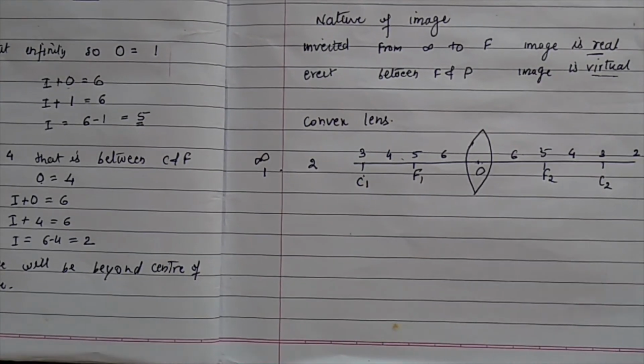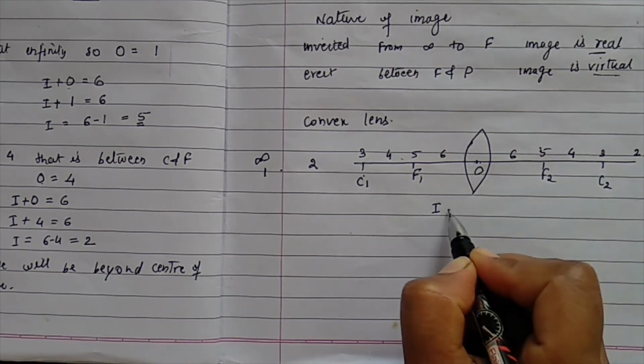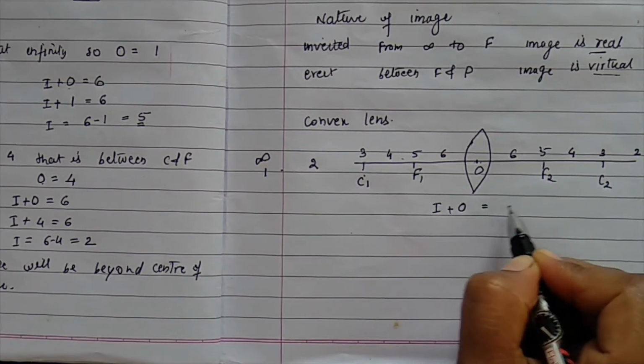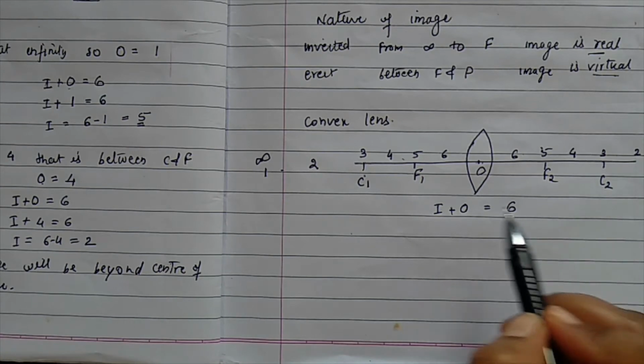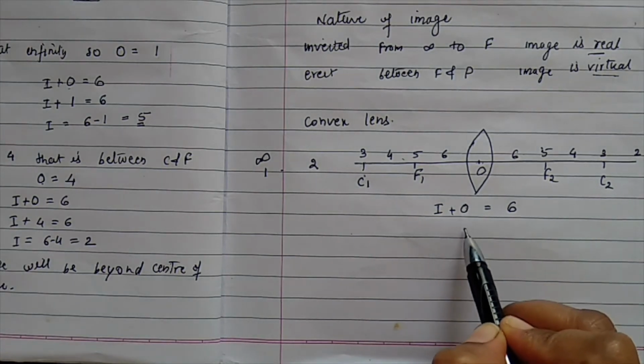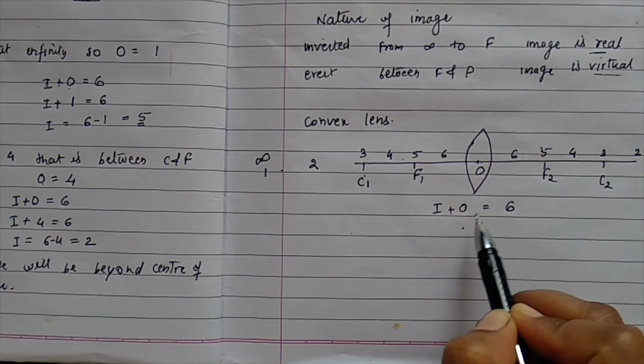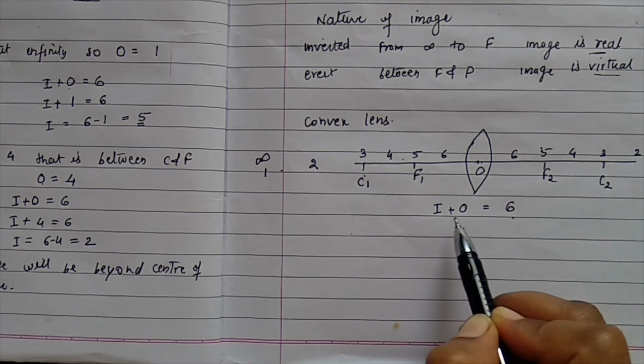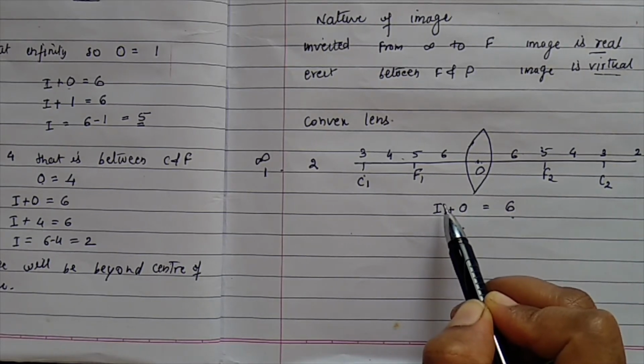The rule is the same. I plus O is 6. If the object is at some particular number, subtract that from the 6, and you'll get the position of the image.